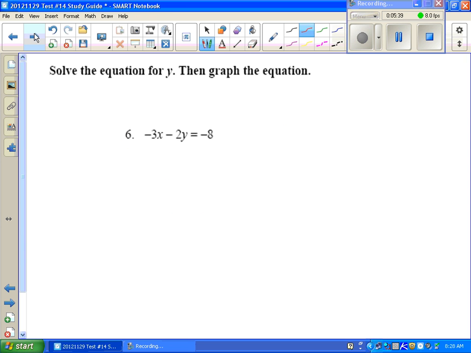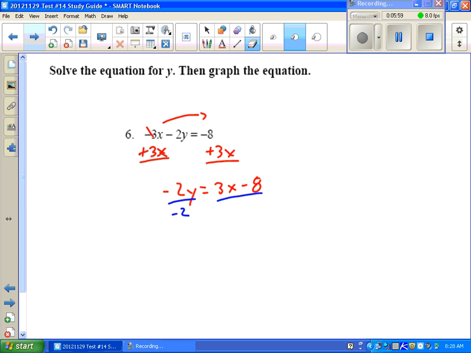Number 6 says, again, solve the equation for y, then graph the equation. Go a little quicker this time. We want 3x to move over, so add 3x. Not quite done. We have one more step to do because we don't have y. We have -2 times y, so divide by -2. -8 divided by -2 is +4.